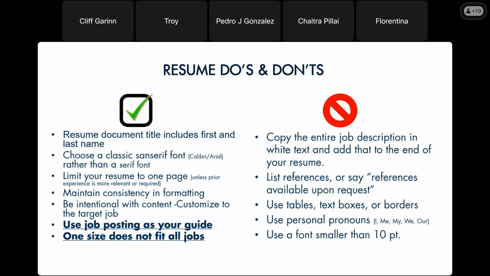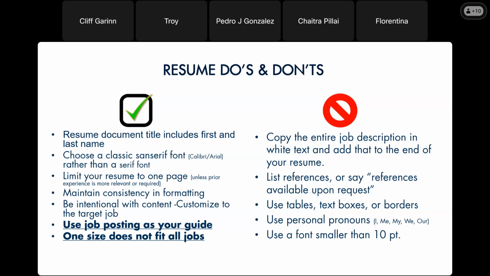If possible, limit your resume to one page. That's not always possible, so that's okay. What you want to avoid is having just a few lines bleed onto the second page, because that's a waste and you don't need to do that. But if you've got a page and a half, that's perfectly fine.